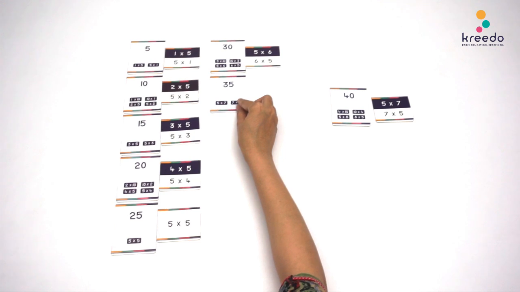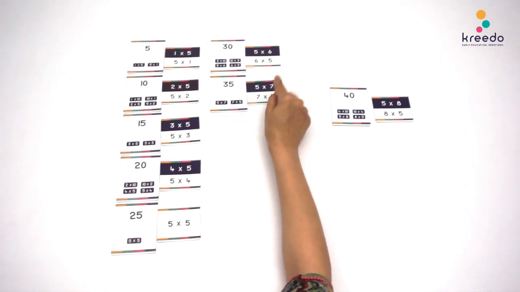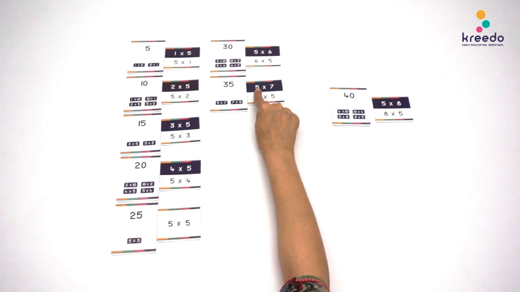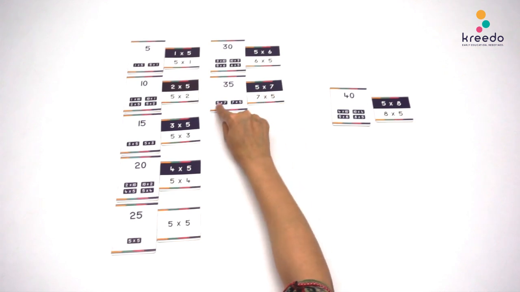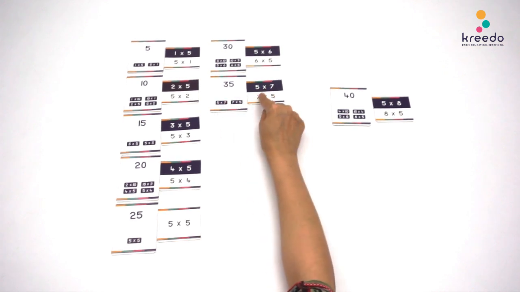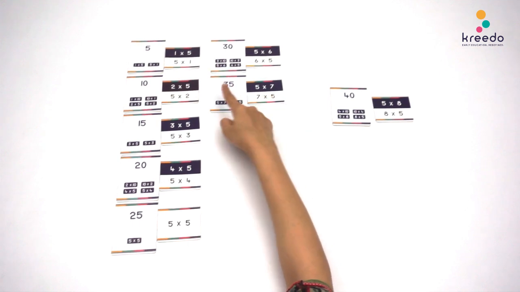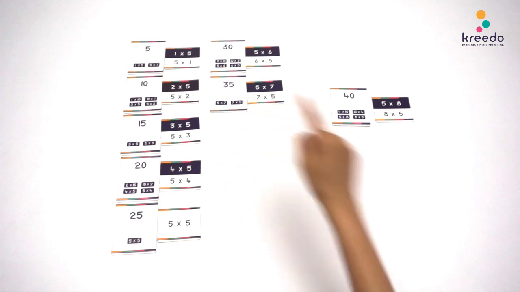Pair the next big card and small card in front of the child. Point to the table on the small card, followed by the same on the big card, and say 5 into 7. 5 into 7. 7 into 5. 7 into 5 is 35.